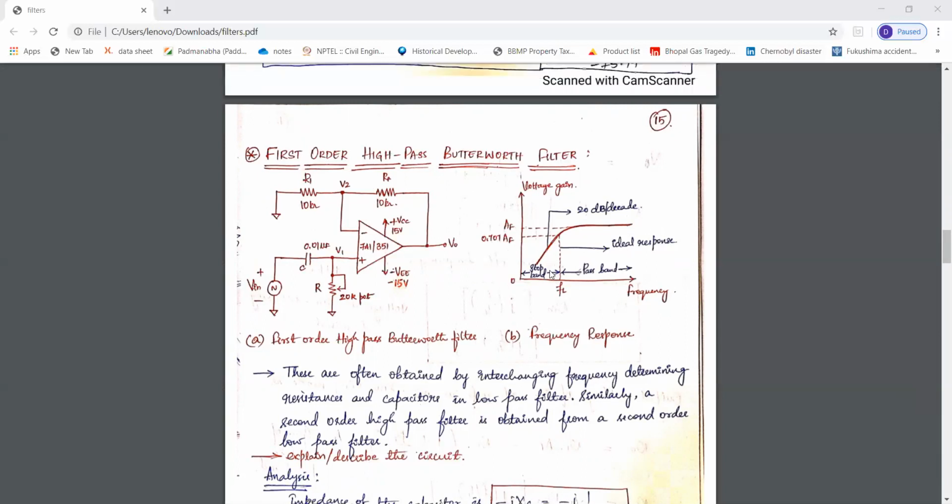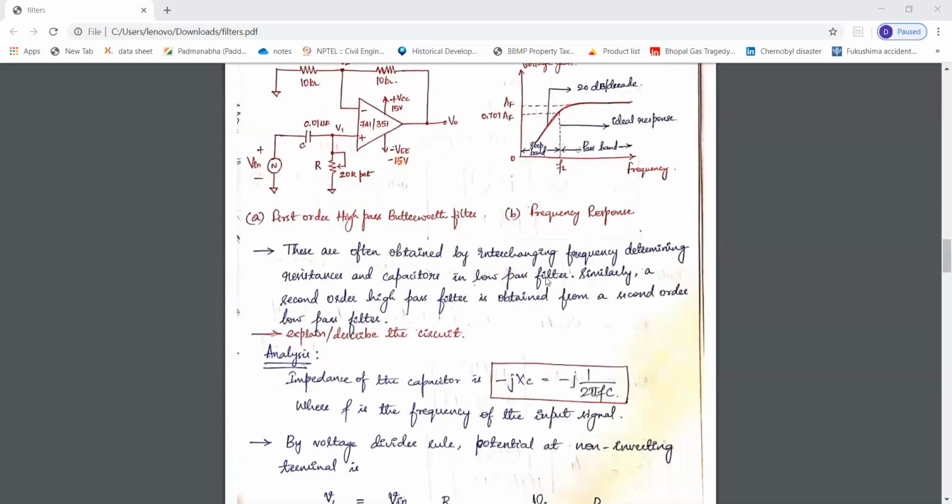This is the pass band since all the frequencies in this particular range are passed, and this is the stop band since all the frequencies in this band are attenuated or stopped from being passed.